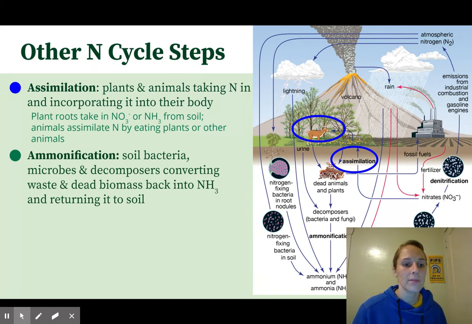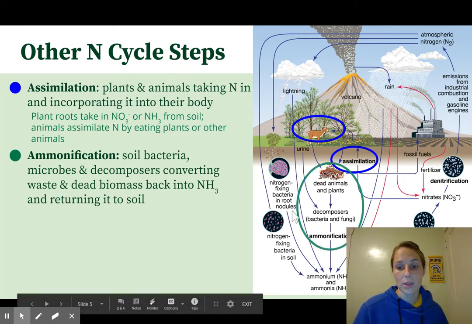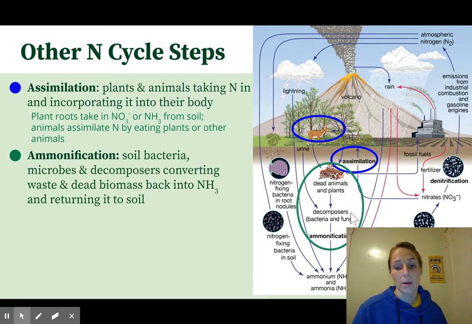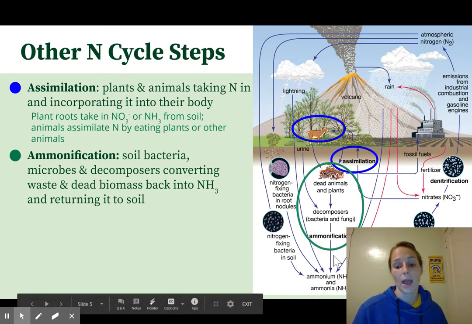Now, the next one that we have is ammonification. This is where you have soil bacteria, microbes, and decomposers converting waste and dead biomass back into ammonia and returning it to the soil. If we look at this process, you have decomposing dead plants and animals, then you've got decomposers like bacteria and fungi who are able to convert that through ammonification, and that again ends up resulting in nitrogen in a usable form in the soil.